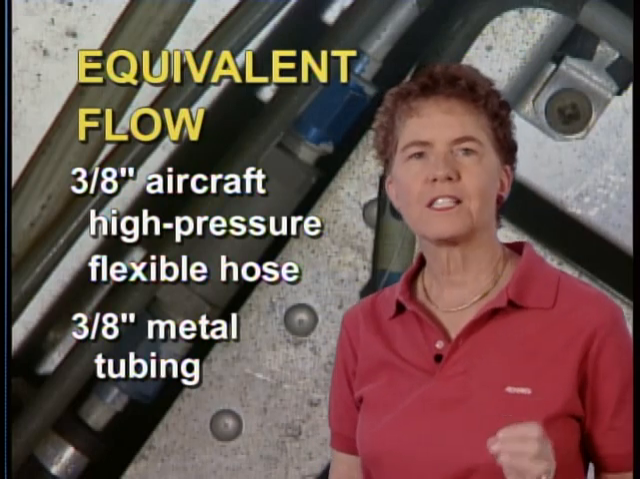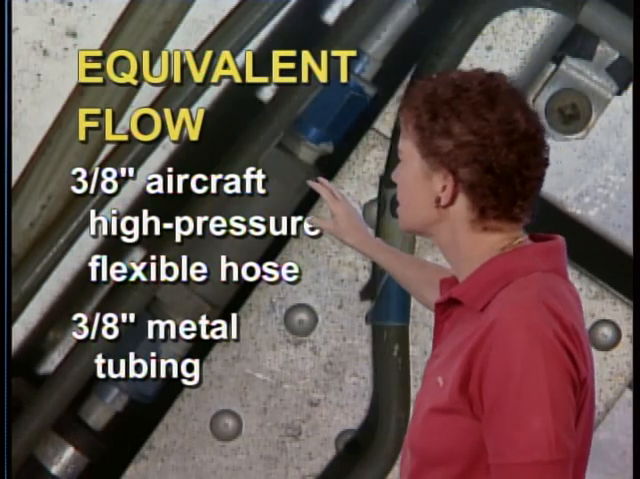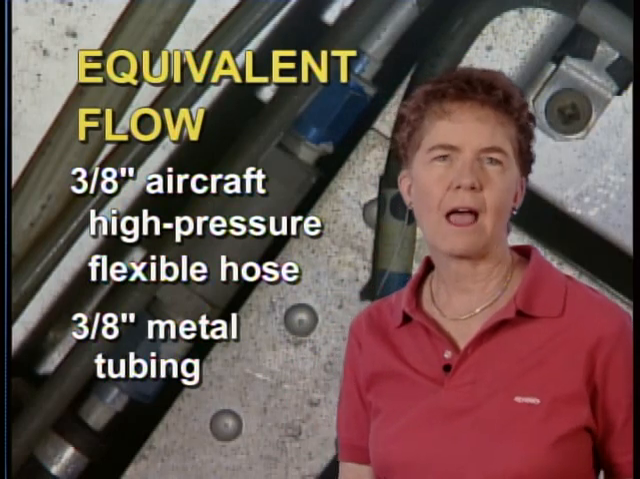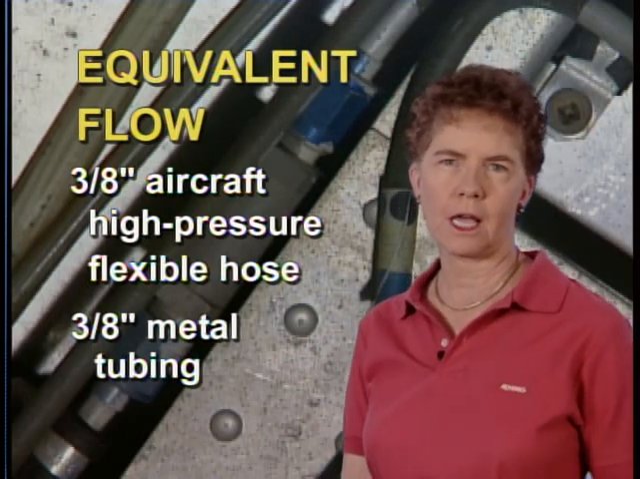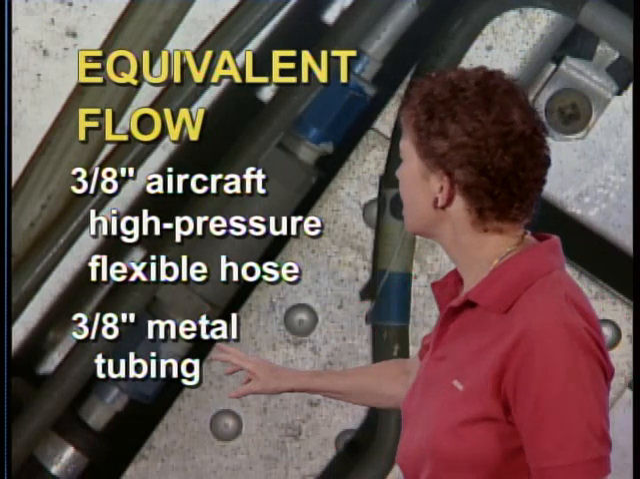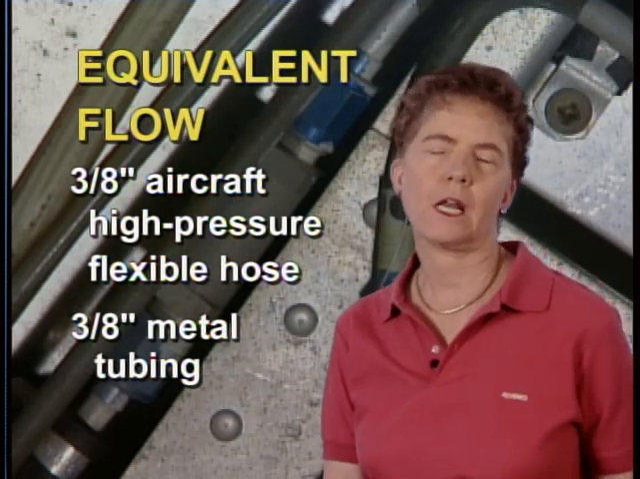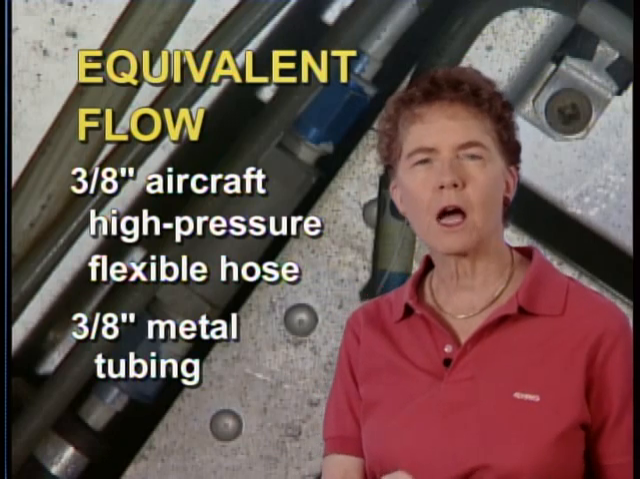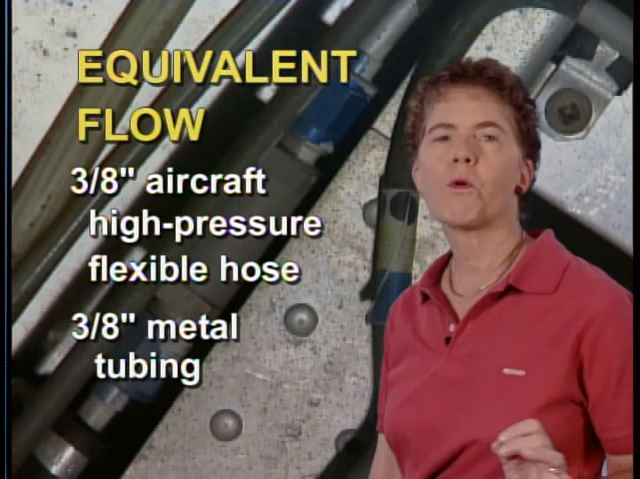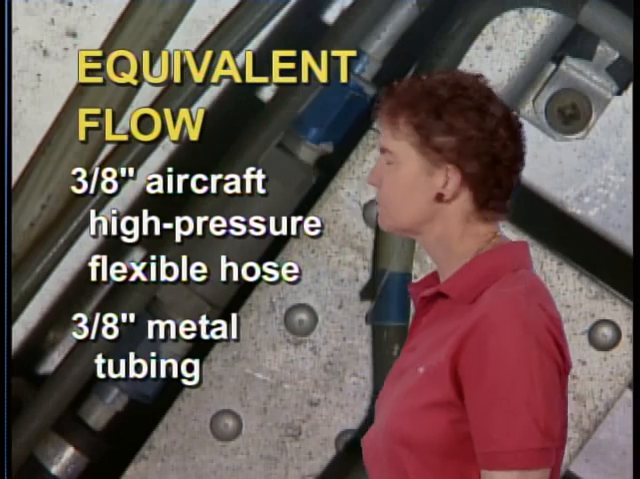By the way, since a 3/8 inch flexible hose has a 3/8 inch inside diameter, its thick wall construction causes it to have a much larger outside diameter, or OD, than a 3/8 inch metal tube that has a 3/8 inch outside diameter. So remember, if you're comparing a 3/8 inch aircraft high-pressure flexible hose with 3/8 inch metal tubing, the important thing to remember is they will have equivalent flow characteristics.